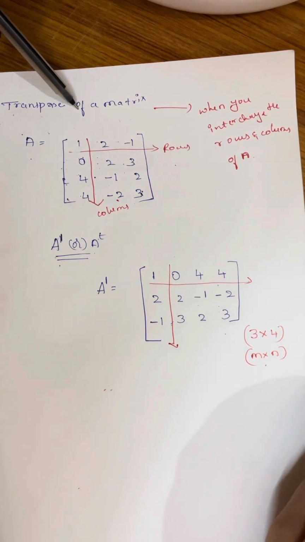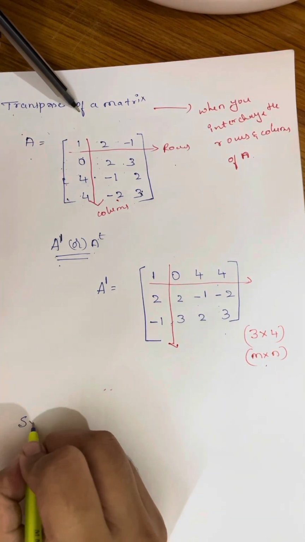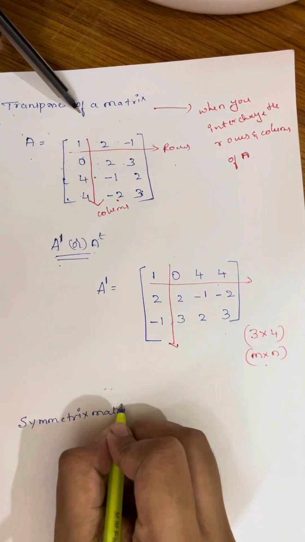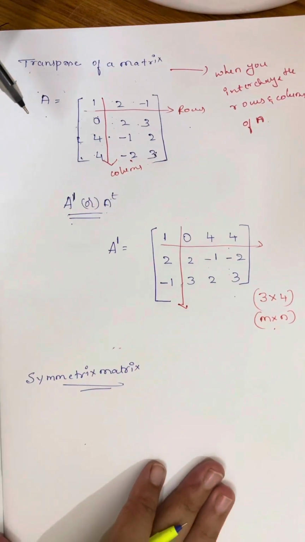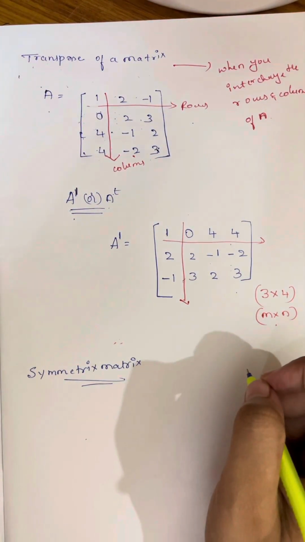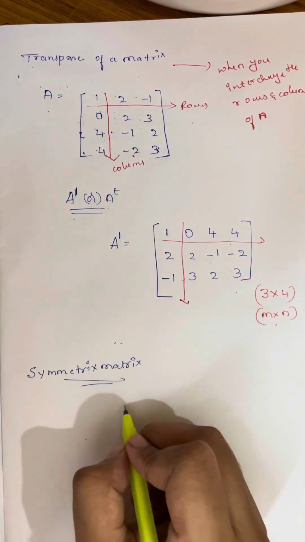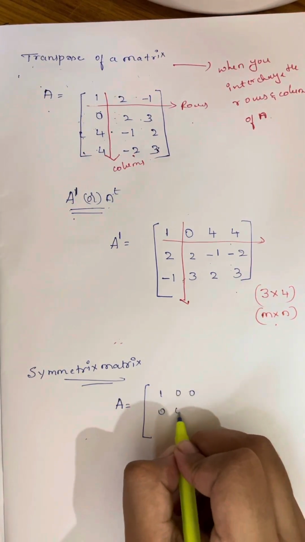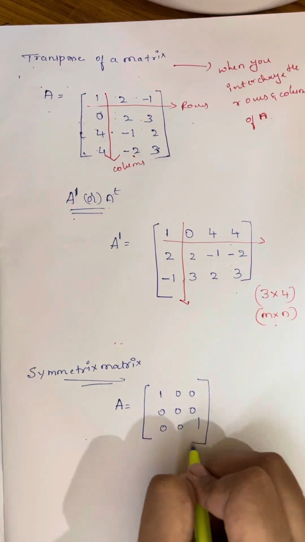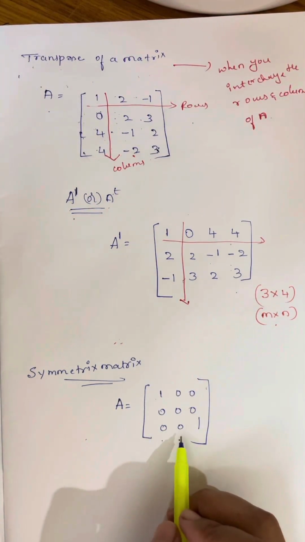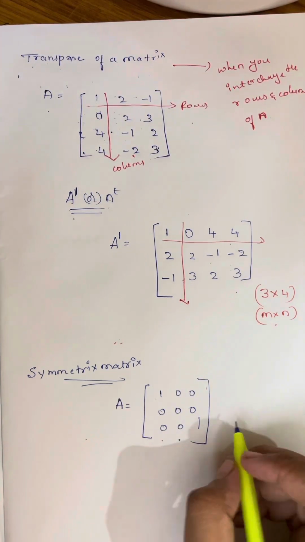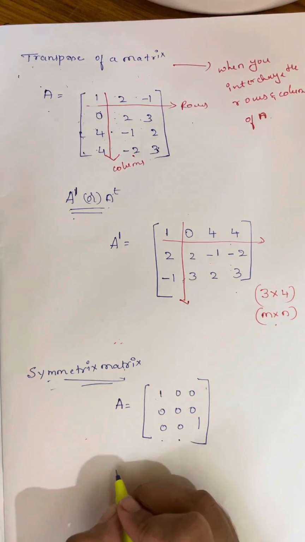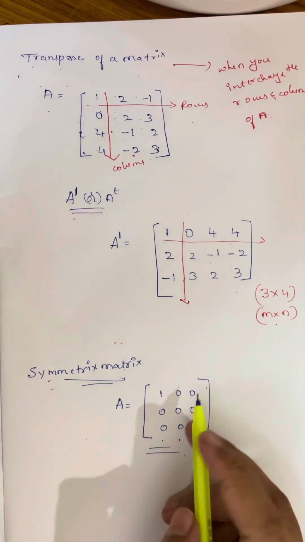Then next we talk about symmetric matrix. What do you mean by symmetric matrix now? A square matrix is called a symmetric matrix. For example, A is 1 0 0, 0 0 0, 0 0 1, which is my square matrix where my rows and columns are equal, as we learnt before. So now what is symmetric matrix? It is nothing but a square matrix. So A is symmetric, correct?